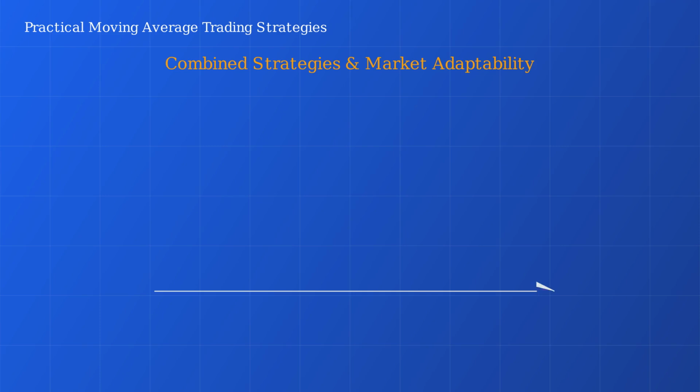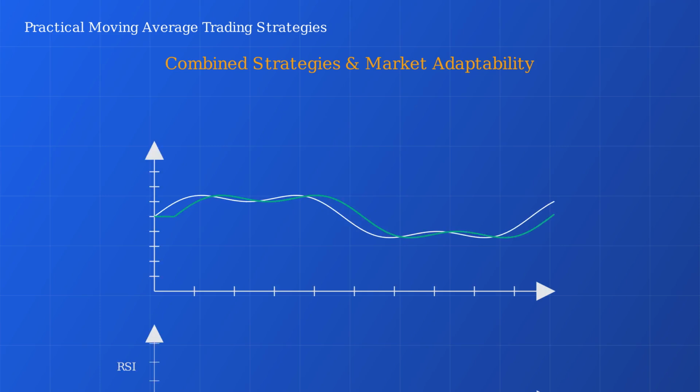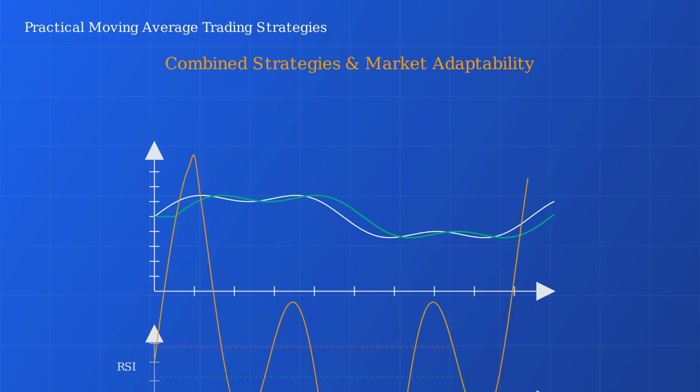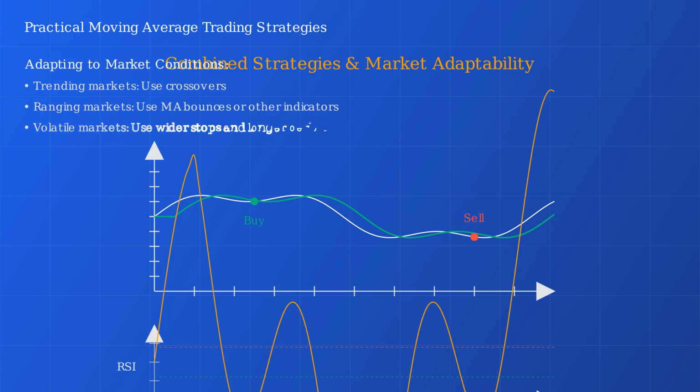Many traders combine moving averages with other indicators like RSI or volume for signal confirmation. For example, a moving average crossover combined with RSI confirmation can reduce false signals. Remember that no strategy works in all market conditions. You must adapt your approach based on whether the market is trending or ranging.